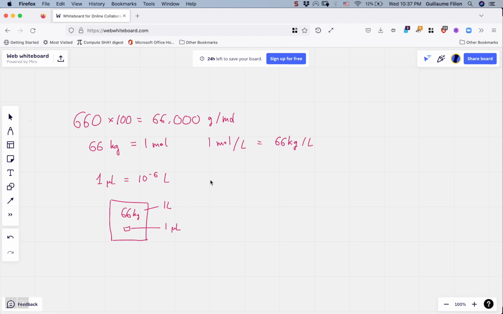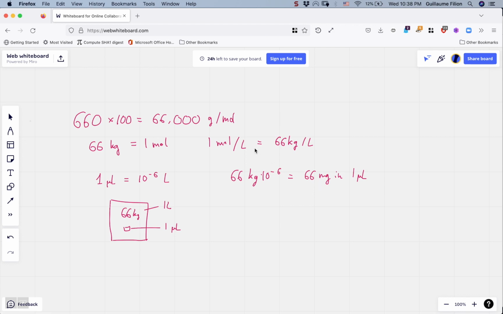So in order to have 1 mole per liter in 1 microliter, I need to put 66 kilograms times 10 to the minus 6 kilograms here, times 10 to the minus 6. And this is 66 milligrams in 1 microliter. So if I put 66 milligrams in 1 microliter, I get the same concentration as if I put 66 kilograms in 1 liter. And that's the way I solve these problems.